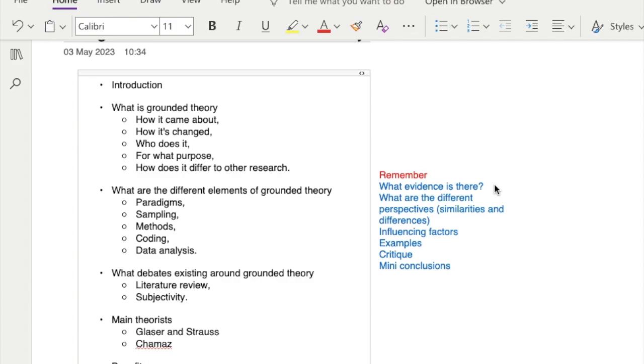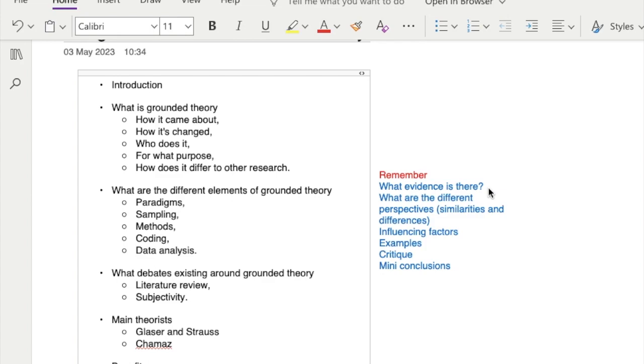So if I talk about, well, what is grounded theory? How did it come about? I need to make sure that I've got evidence there. And for those of you that are looking for those higher marks or working at higher levels, then you may be using multiple references, for example. It's important that I continue to engage in discussion or argument and ensure that I provide different perspectives.